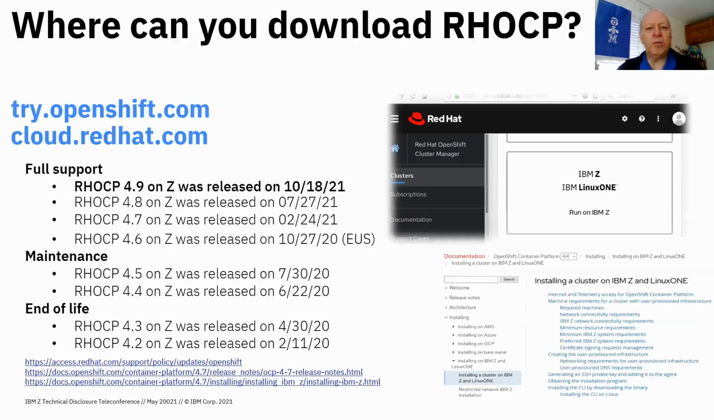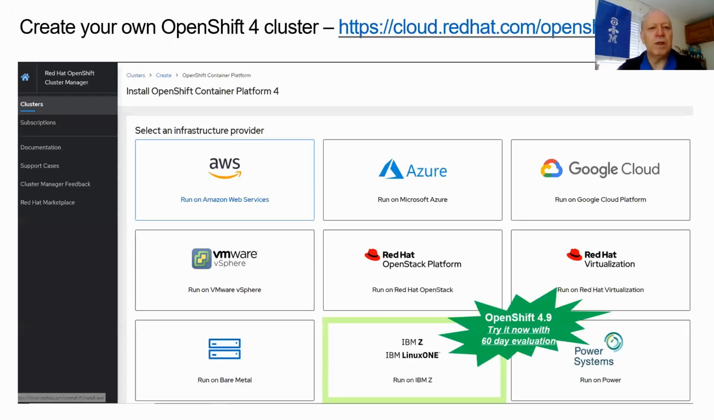If you want to download OpenShift, the latest version came out in October. So we are on all platforms at the same level, and that's the beauty of it as well. The same day, same hour, all the platforms release the same version, the same release of OpenShift. If you want to create your own cluster, you can download it through the Red Hat cloud, install it, and have a 60-day evaluation.